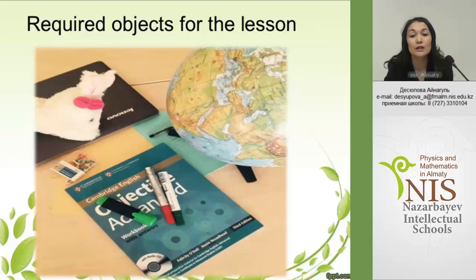On this slide you may see the required objects for my lesson. They are the globe, because we are going to talk about the geographical position of different countries. Then we will need a textbook, Objective Advanced for 11th grade, a toy rabbit, laptops, and some markers of different colors.